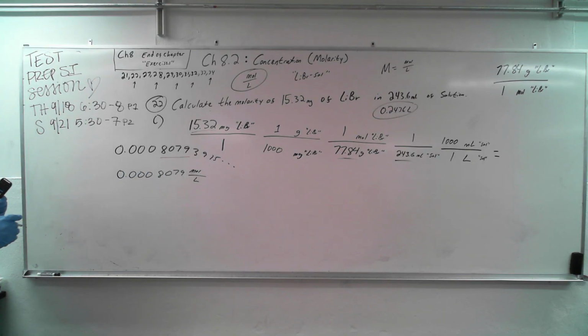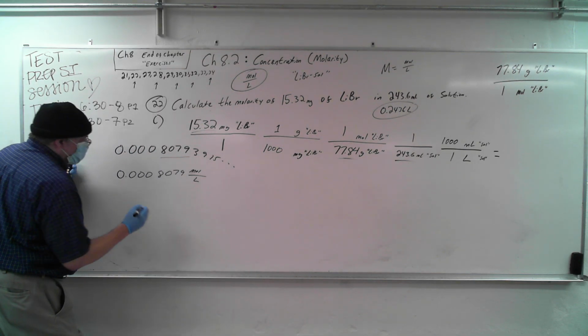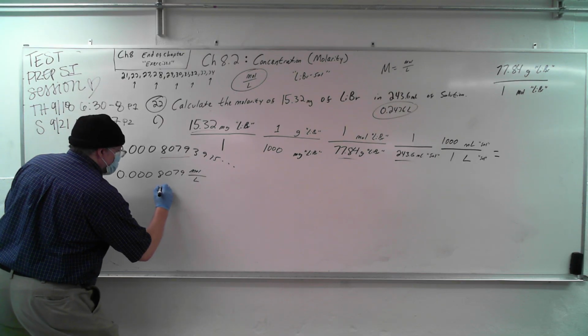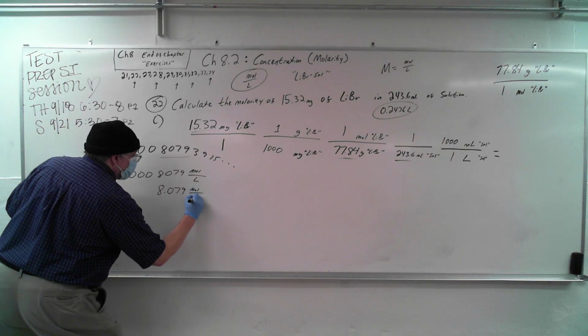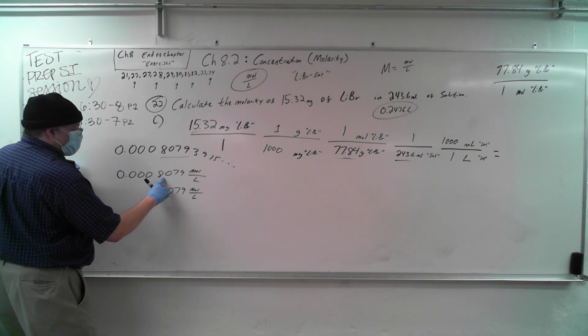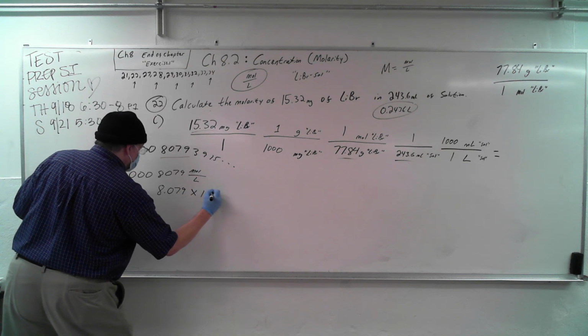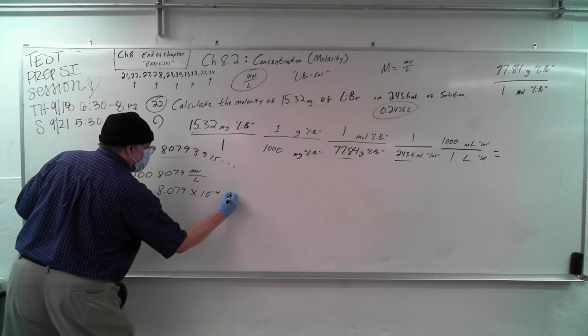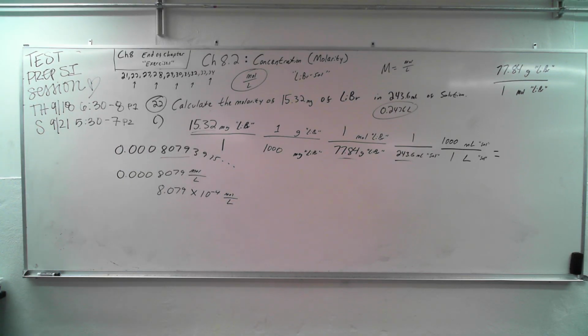That's the answer, moles per liter. I could put it in there instead of the moles over the liters. You'd probably want to put this in scientific notation. If I told you to put your answer in scientific notation, you would go, and it's 1, 2, 3, 4. Concentrations tend to be kind of small like that.